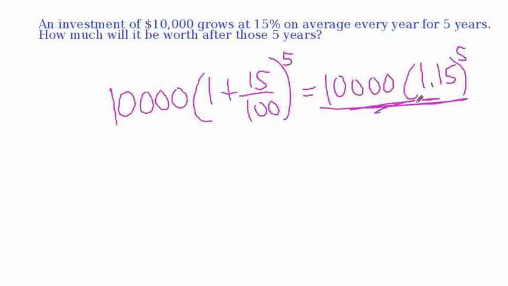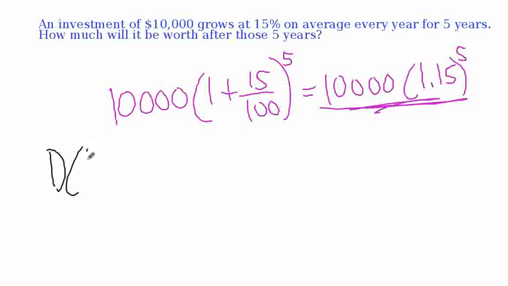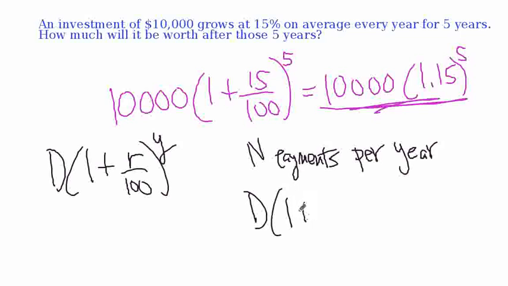So here's how you would adjust the original equation. Let me write the original equation here. It was D times (1 + R/100) to the Y. Now if you have N payments per year, you're going to get a lot more payments of smaller amounts. So the smaller amount is going to be, instead of R over 100, we're going to divide that by N. And then to increase the number of payments, we're going to multiply the exponent by N.